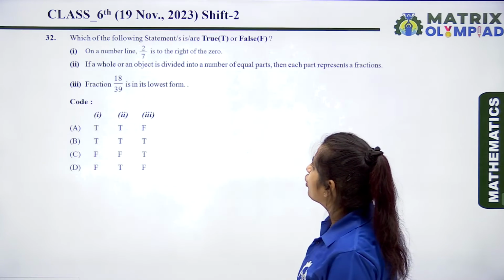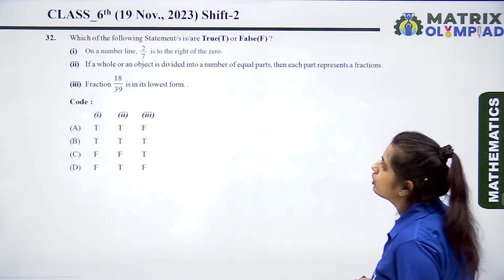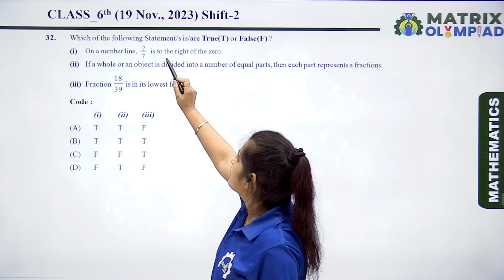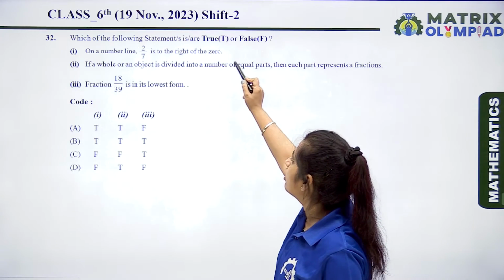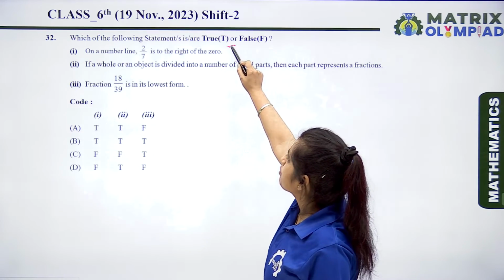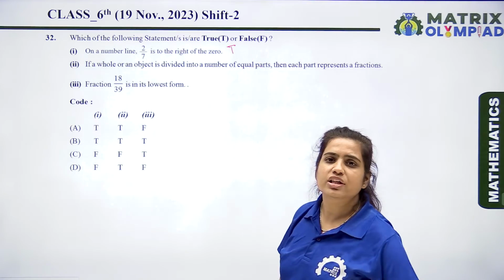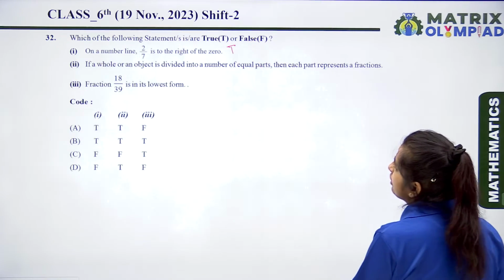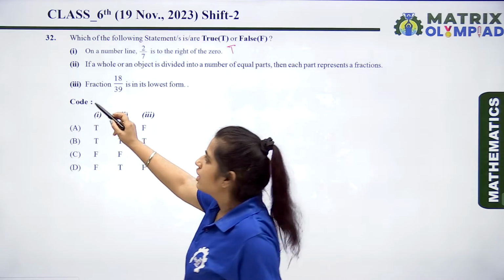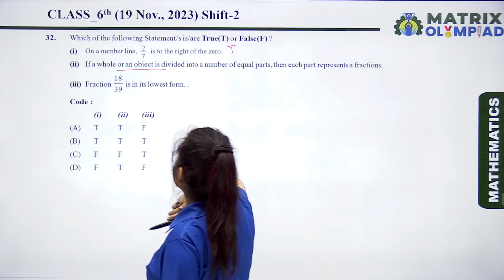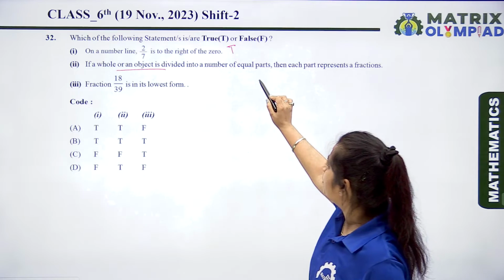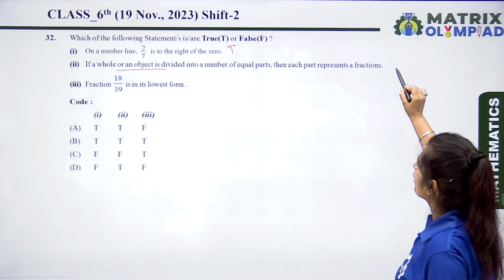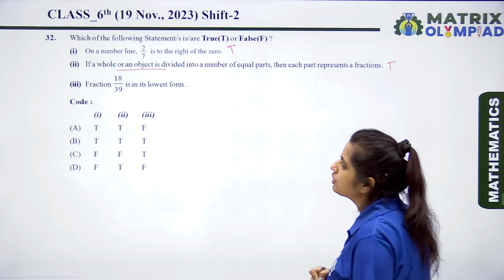In this, which of the following statements is true or false? The first statement is on a number line 2 upon 7 is to the right of 0. Yes, this statement is true, because all the positive numbers lie on the right hand side of the number line. Next is, if a whole or an object is divided into a number of equal parts, then each part represents a fraction. Yes, this statement is true.